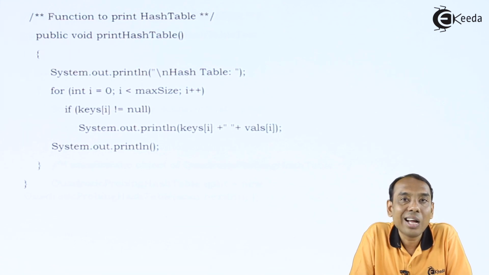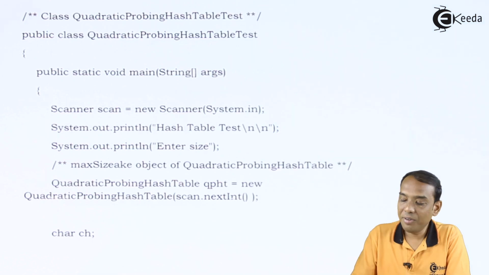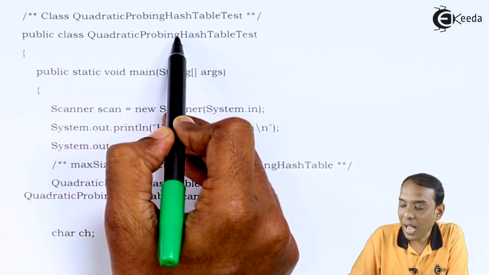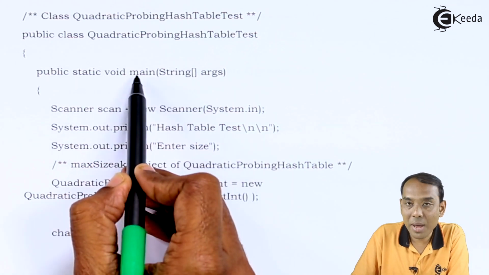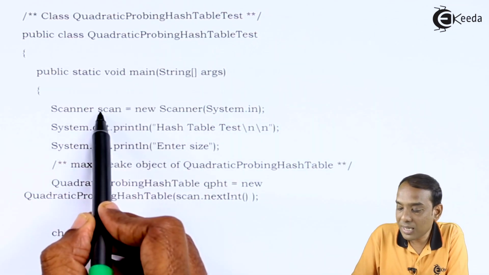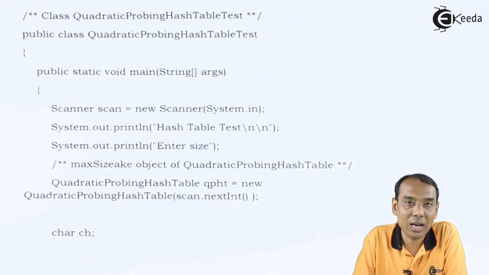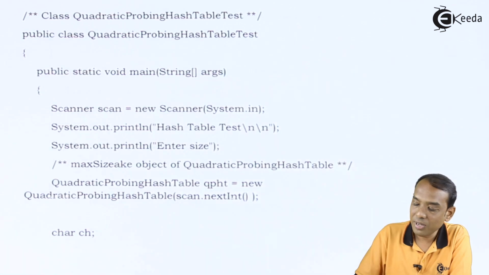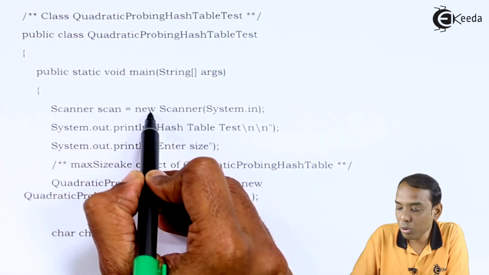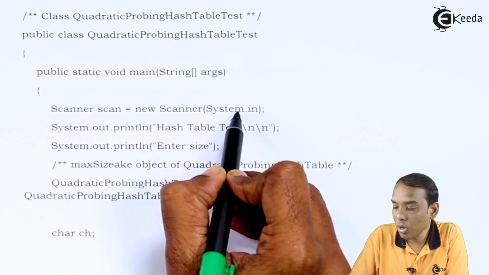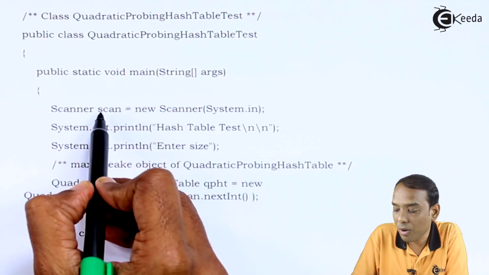Now we will look at the class in which we are going to give the user a menu driven approach so that he can perform a list of operations on the given technique using quadratic probing. Let us look at the class. I have defined a class called QuadraticProbingHashTableTest. Let us go inside the main function of this class. We have scan, which is the object of the Scanner class. This is taken so that we can take the input from the user. We have Scanner scan = new Scanner(System.in). So the value is taken from the user through the object scan.